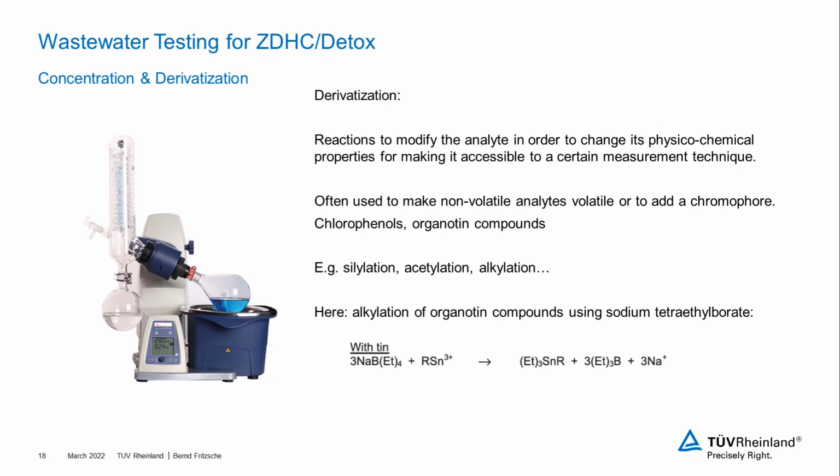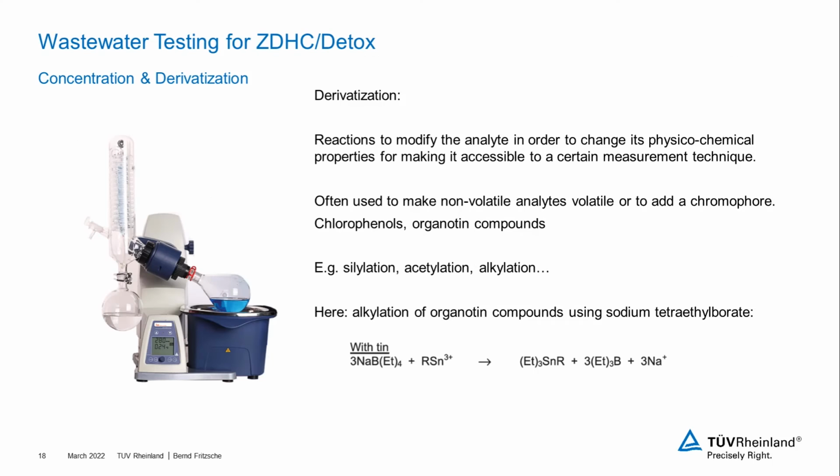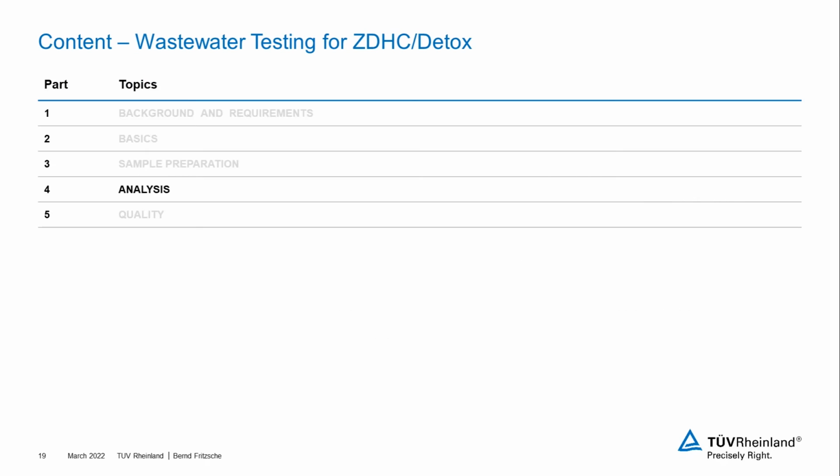Examples of making a non-volatile compound volatile is derivatization of organotin compounds. Other steps can also be added, for example additional concentration steps, as you see it here with a rotary evaporator, in order to reduce the solvent volume and therefore relatively increase the amount of analyte. In chapter 4 we will have a look how we analyze the compounds after we've done the sample pretreatment.